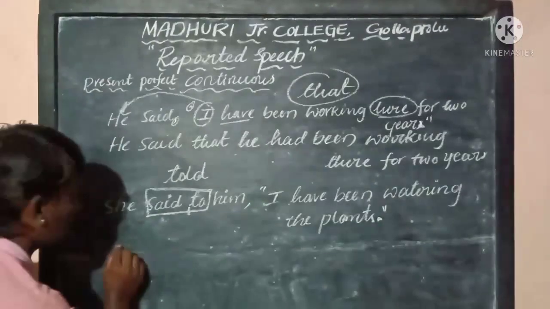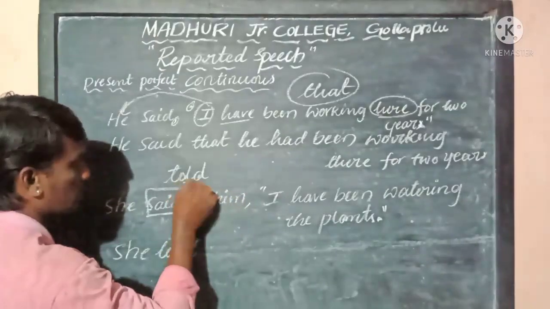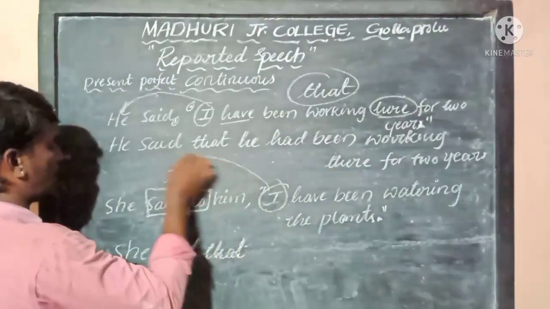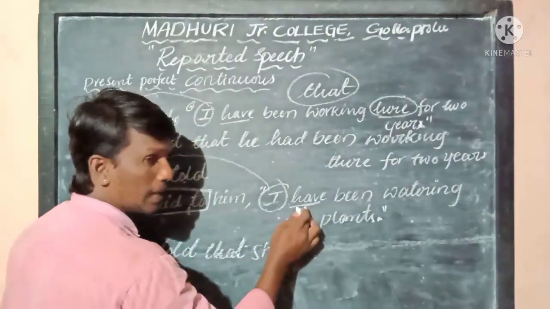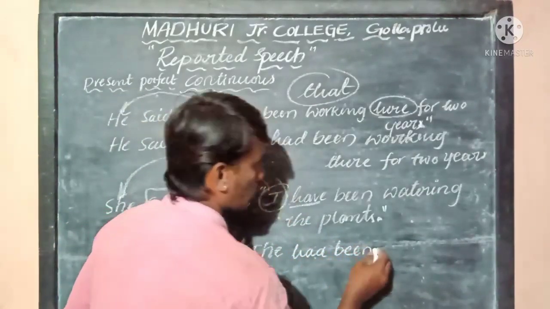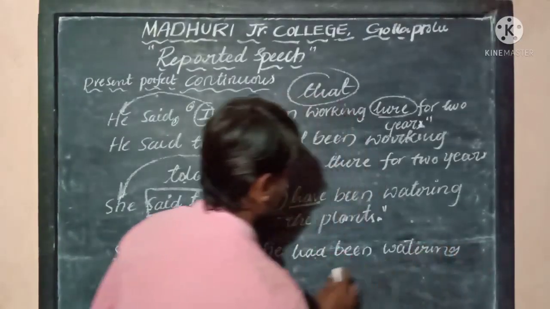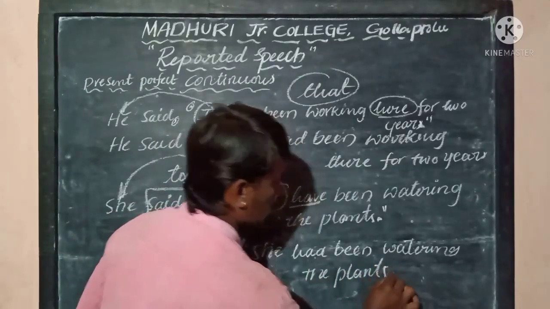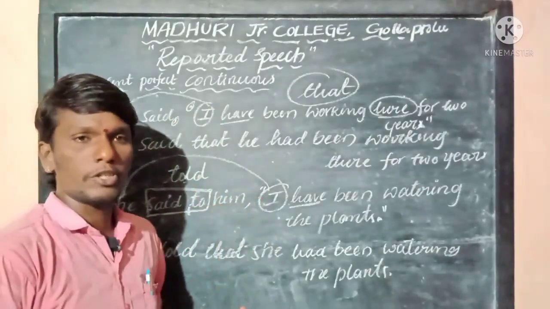So here, she told. What is the conjunction here? The conjunction is that: she told that. What does I refer to? I refers to she. So here she, and the past form of have is had. She had been watering the plants. So this is how the present perfect continuous tense changes into the past perfect continuous tense.